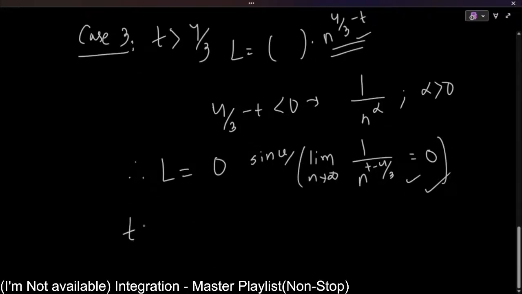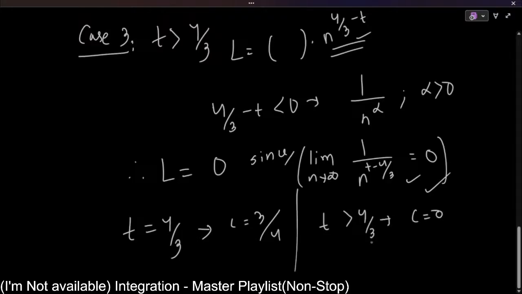So t is equal to 4 by 3 corresponds to c equals 3 by 4, and also t greater than 4 by 3 corresponds to c equals 0. That is the investigation that they have asked us to do about t and c, and this is the answer.